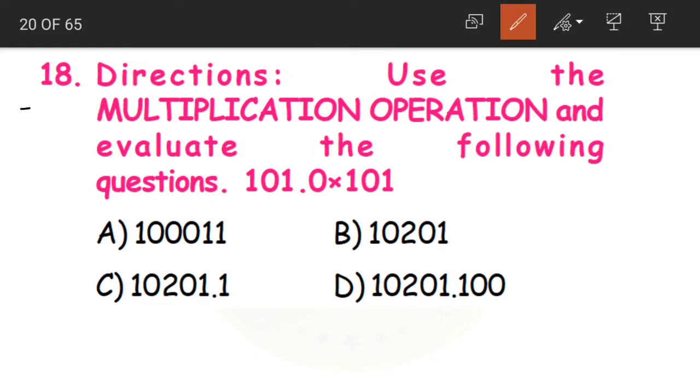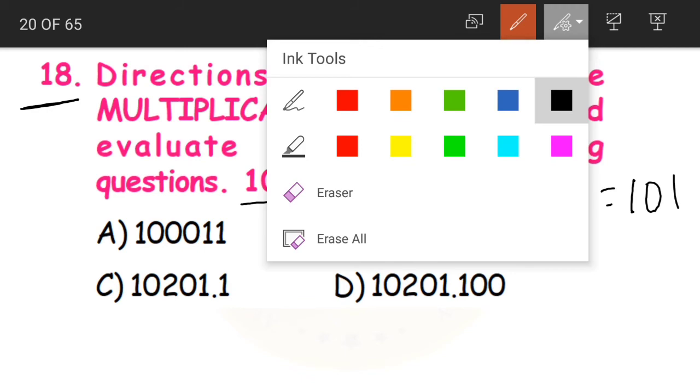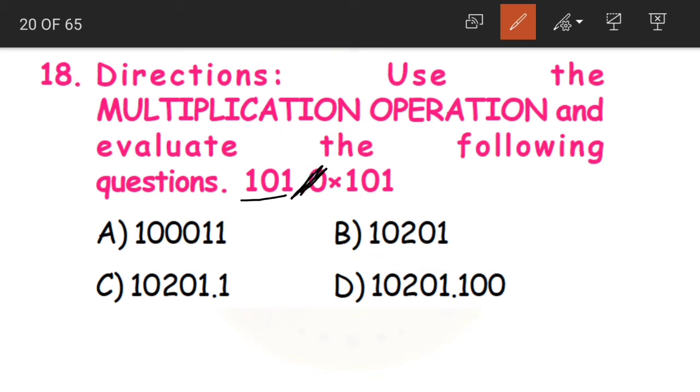Now again, multiplication: 101.0 into 101. Now children, don't get confused. What is this 0.0? 101.0 is nothing but 101 only. There is nothing extra or new about it. So just consider it as 101 only. Forget or remove the .0.